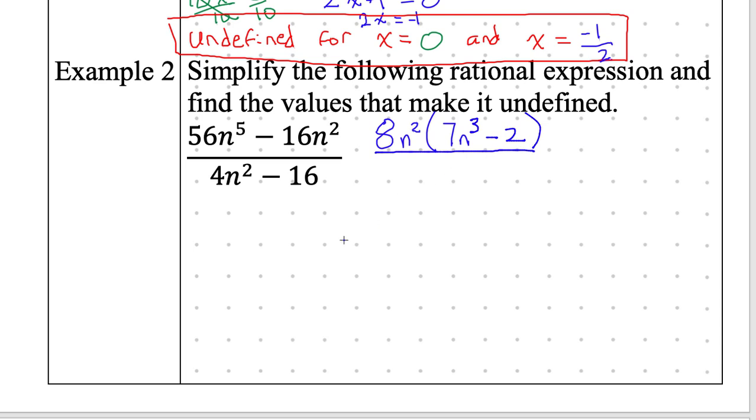And then on the denominator, how can I factor that guy? James? Oh no, you weren't raising your hand? Go for it.